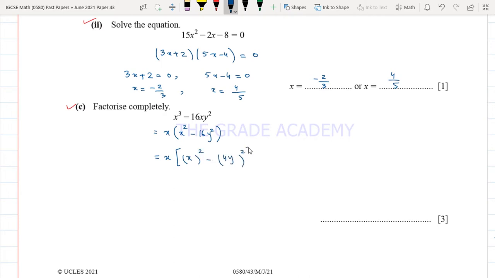Now we will use the identity a squared minus b squared equals a plus b times a minus b to factor this expression. So we can write the whole expression as x times x plus 4y times x minus 4y. Okay, so x plus 4y and x minus 4y are the factors of this expression. So the complete factorization is x times x plus 4y times x minus 4y.